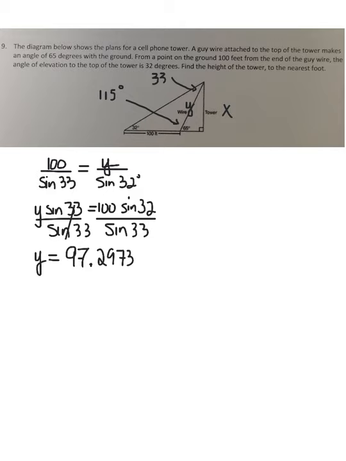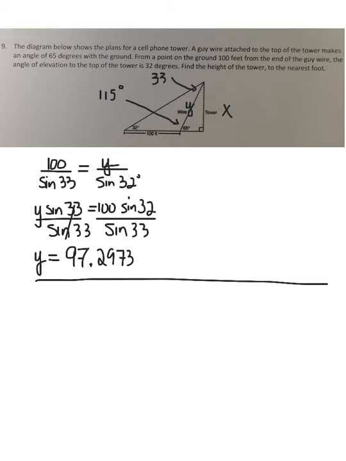Okay, so now I know that this side right here is 97 and change, and I know the angle opposite it. And look, I'm looking for this side, and I know the angle opposite it. So I'm going to do law of sines again. All right, so let's set it up.